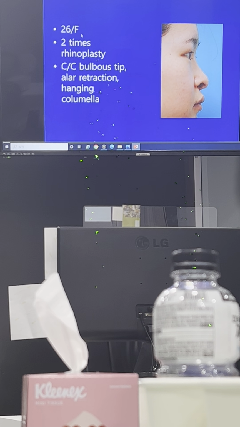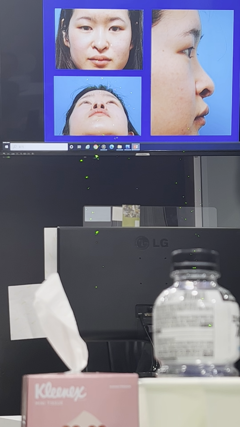This is a 26-year-old female. She had two rhinoplasties. She is complaining of alar retraction. Can you see the severe alar retraction? Also a hanging columella and a bulbous tip. The tip is very round and bulbous. Can you see this is very bulbous, even though she had two rhinoplasties?